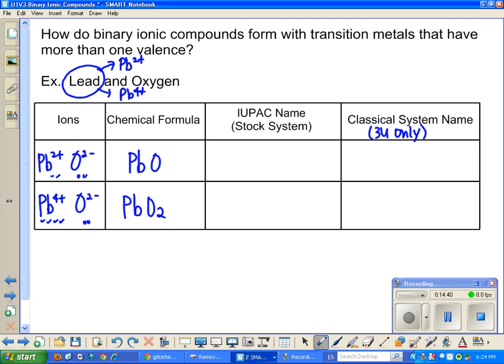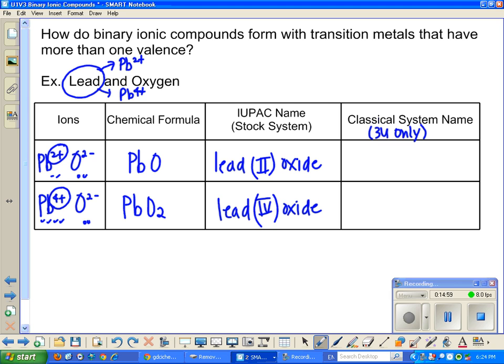Notice the chemical formulas are the same, but if we were to name these based on what we know right now, we would discover that they're both called lead oxide. However, they both have different physical and chemical properties, and so we use the charge that's on here as a Roman numeral here to show which one is being used.